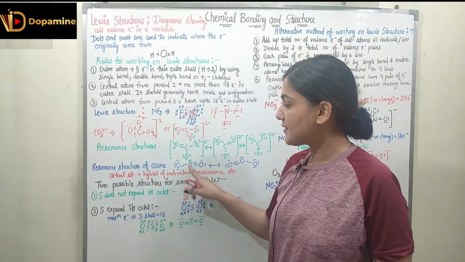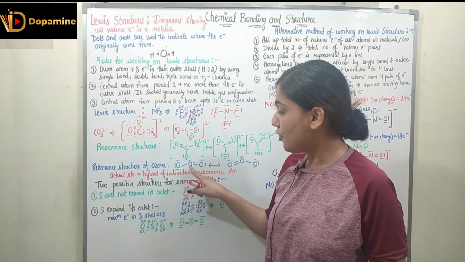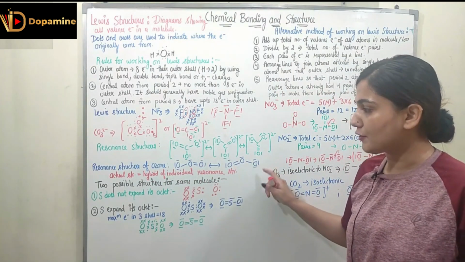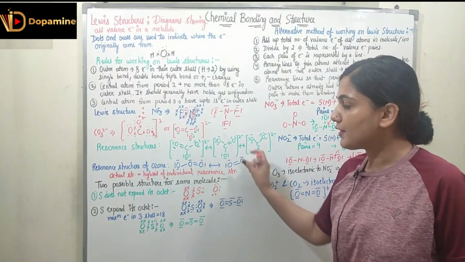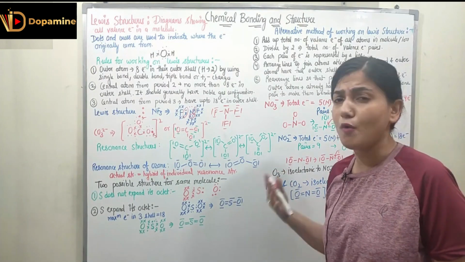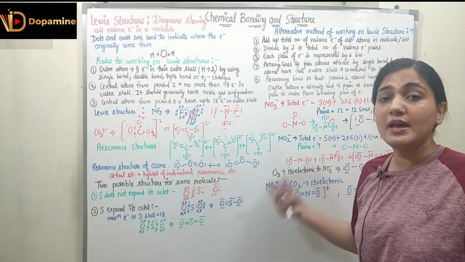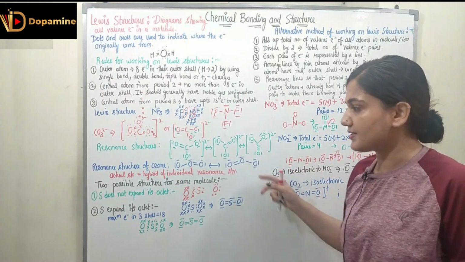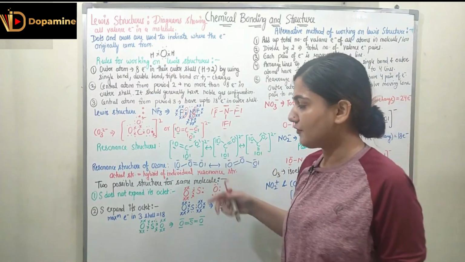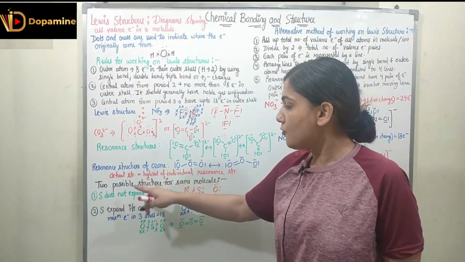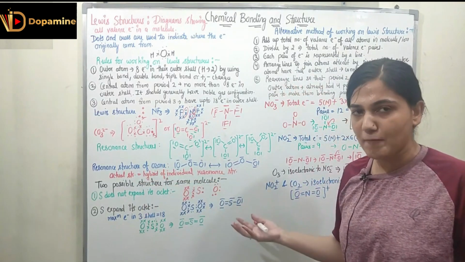Similarly, for the representation of ozone we have O single bond O double bond O, or O double bond O single bond O. These are the 2 resonance structures of ozone. So what would be the actual structure? It is a hybrid of the individual resonance structures. We can take the hybrid of both of them, and that would be the actual structure. Now we have 2 possible structures for the same molecule.